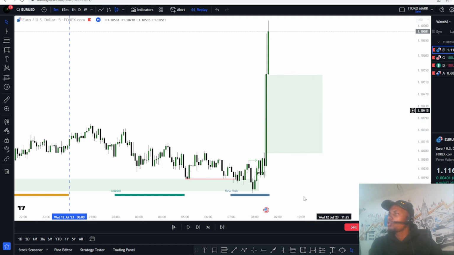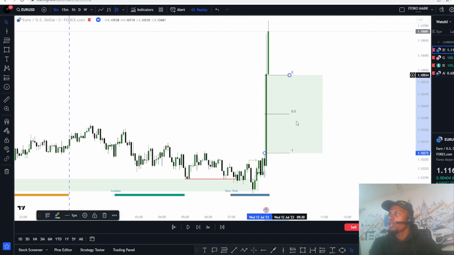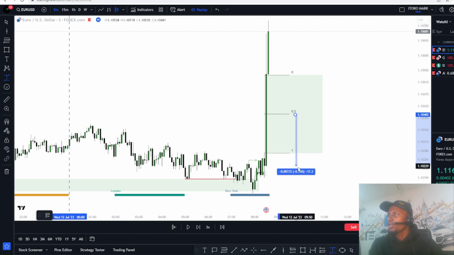So what you are going to do is, after the news, you measure out this fair value gap, then you take out your fib tool, and then you measure from this high down to the low where the fair value gap started, right? You want to take your entry from 50% of the fair value gap, right? So if you measure from the 50% of this fair value gap down to the candlestick here, the second candlestick that formed the fair value gap, or the first candlestick, this candlestick here, there is not even up to 20 pips, right? So that's where your stop loss is going to be.